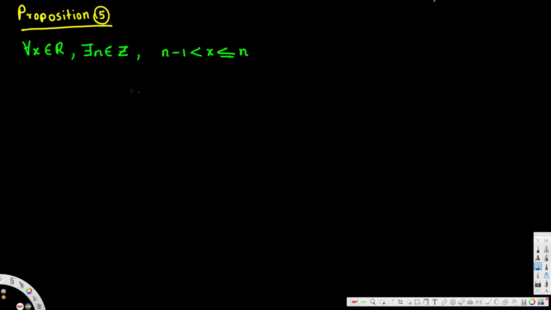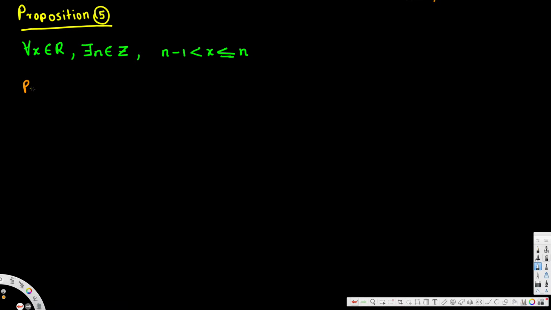What's going on, guys? In this video we are going to see how to prove proposition number 5. Proposition number 5 says: for all x belongs to the real numbers, there exists n belongs to the integers such that n minus 1 is less than x less than or equal to n. Okay, now let's see how to prove this one.